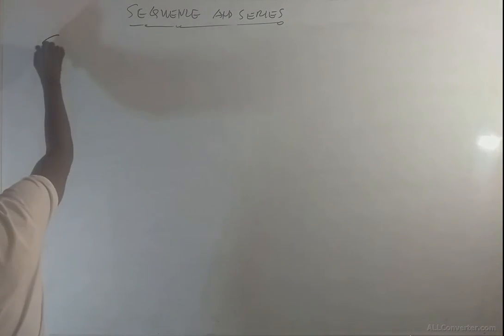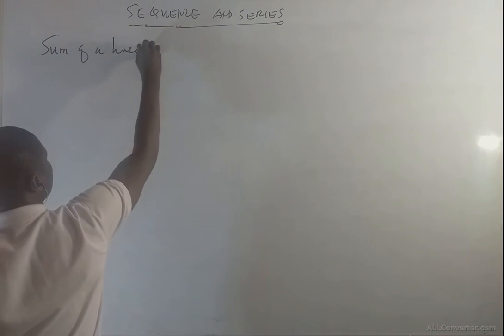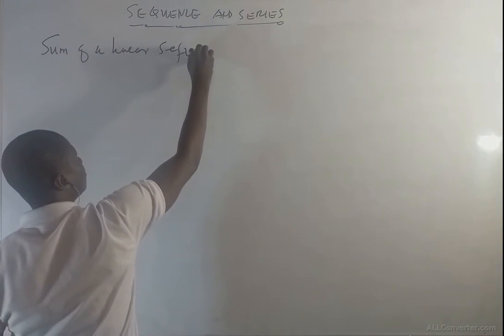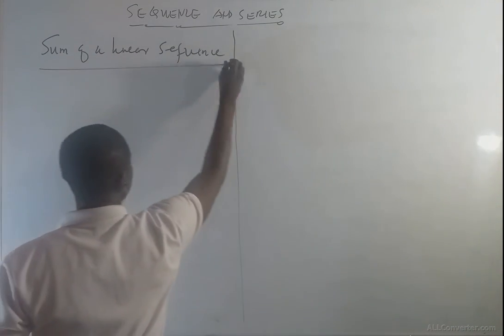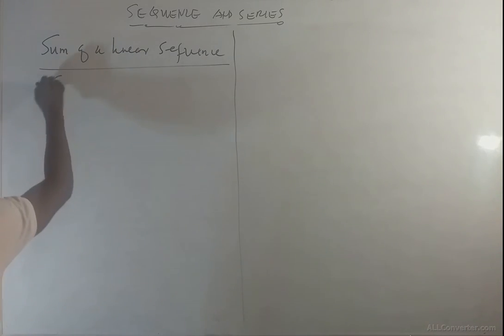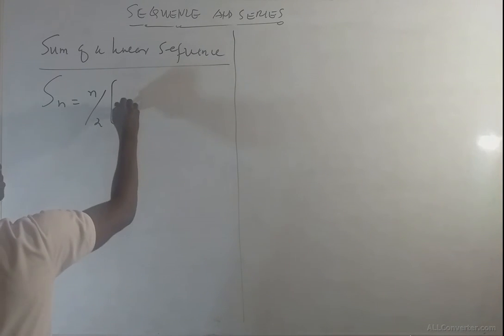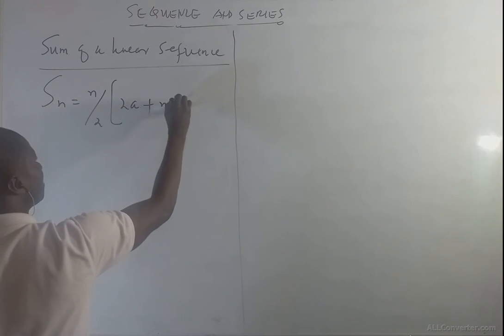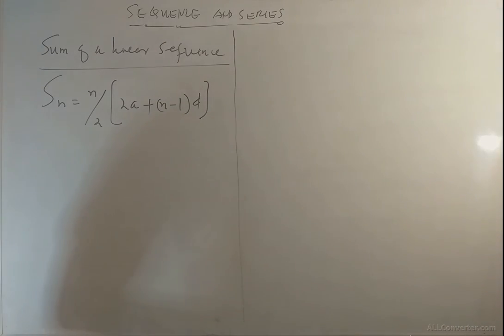Now, we are looking at the sum of a linear sequence. The sum of a linear sequence is given by Sn equals n over 2, then 2a plus n minus 1 times d. Now this is the formula for finding the sum of the n terms of a linear sequence.